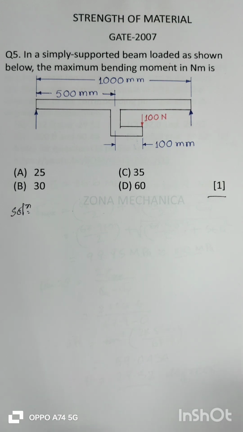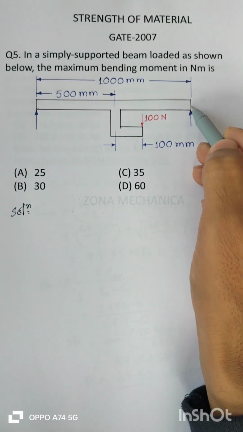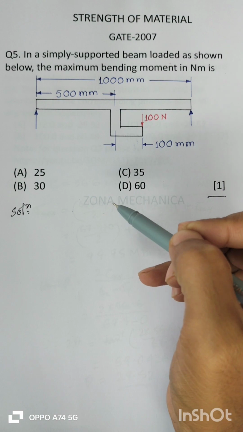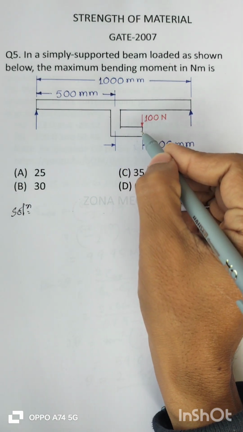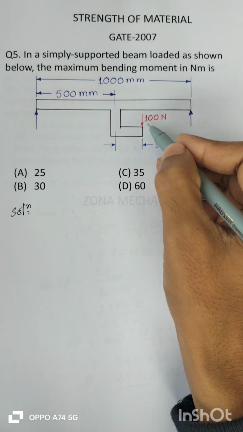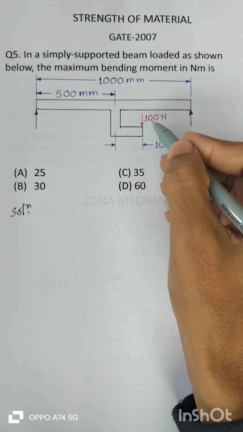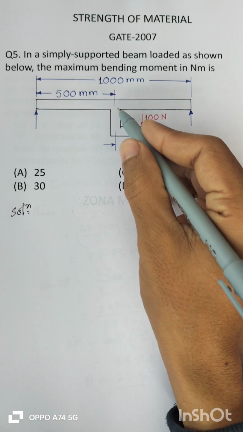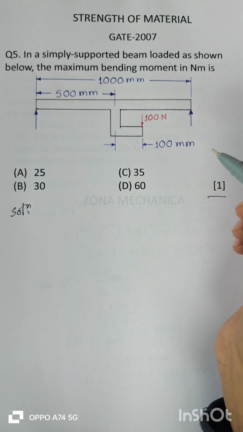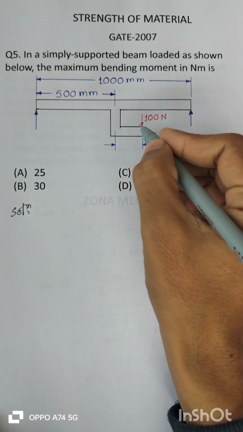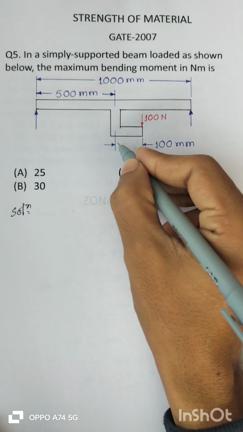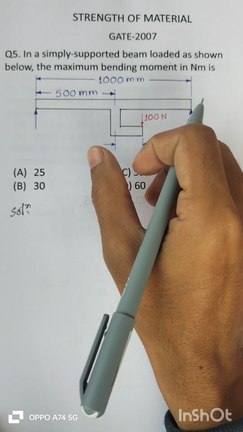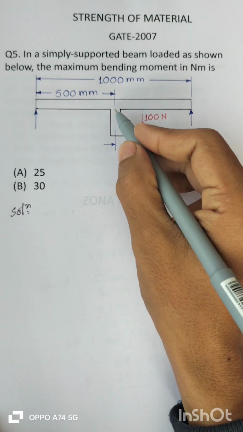Well, as you can see in this figure, this is the simply supported beam of 1000 mm, that is 1 meter, and it has a small arm, and there is a load of 100 Newton acting at 100 mm away from the midspan of the beam. Due to this 100 mm arm, this load will create a moment, a clockwise moment here, right?